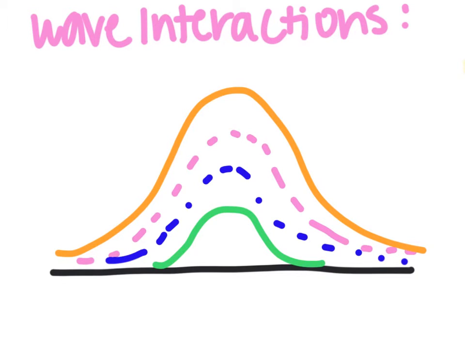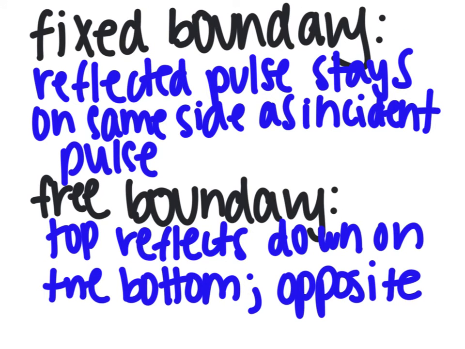And then there's destructive interference, which is where the 2 waves overlap or superposition, and they actually subtract the sums. So if you subtract the sum of the pink wave from the blue wave, you end up with a green wave like this. And now we're getting to fixed and free boundaries.